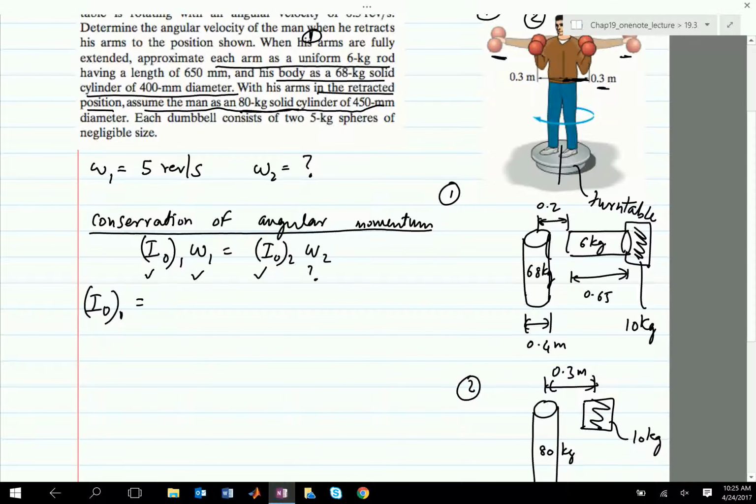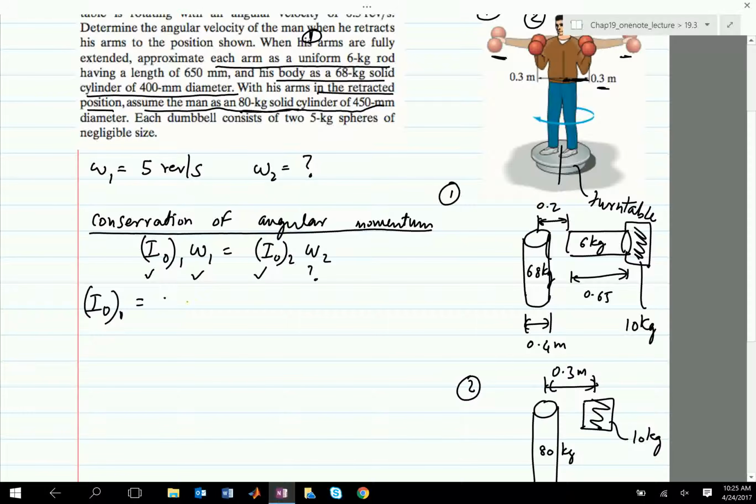Okay, so for IO1, we have 5 pieces there: his body, his 2 arms, that's 3, and the dumbbells. But really we have to find the inertia of 3 things: his body, 1 arm, so we can do twice that arm, and the dumbbell, and we can do twice the dumbbell for the inertia. So let's start with the body.